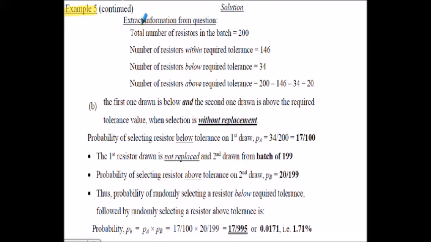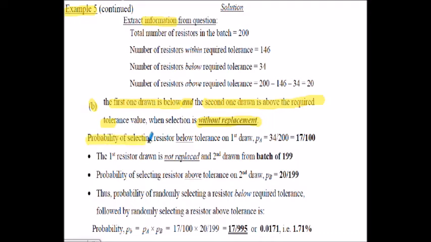Example 5 continued. I just repeated this information here for convenience. So part B, we've got to find the probability that the first resistor drawn is below the required tolerance and the second resistor drawn is above the required tolerance, but this time without replacement.